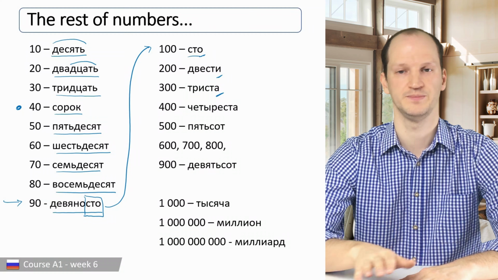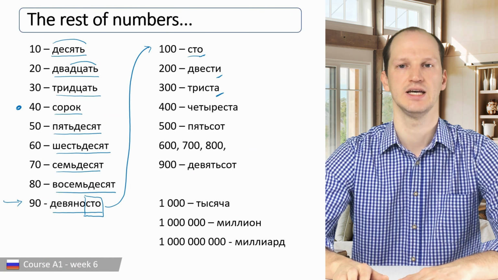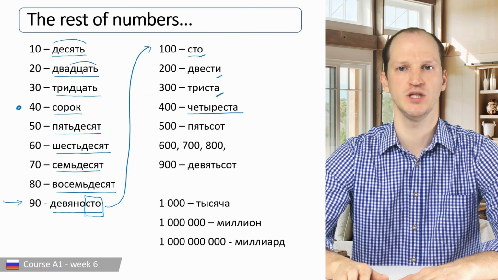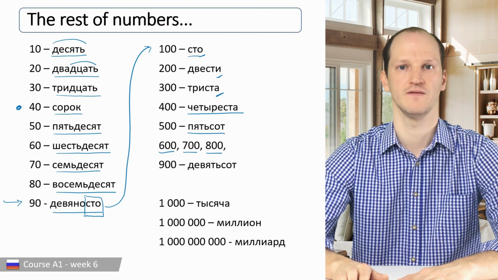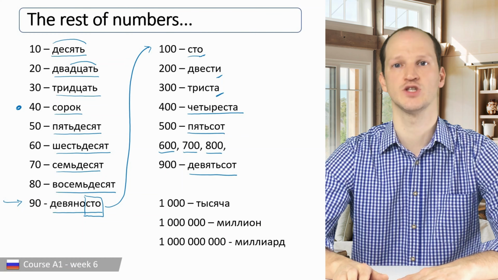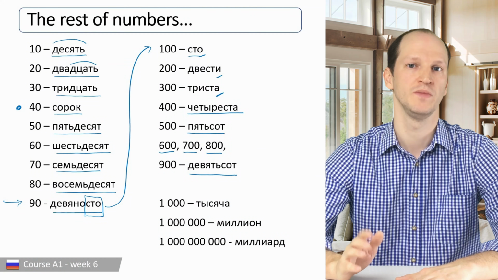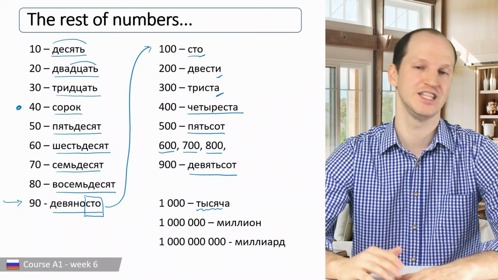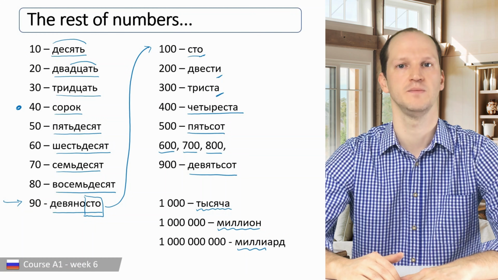Let's read them. 100, 200, 300, 400, 500, 600, 700, 800, 900. And the very last numbers that we'll cover with you now: 1,000, that is тысяча, and also миллион and миллиард.